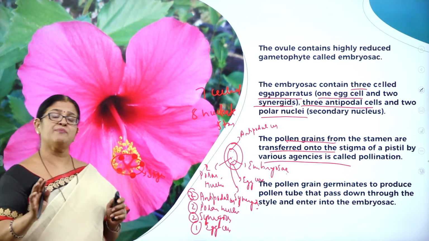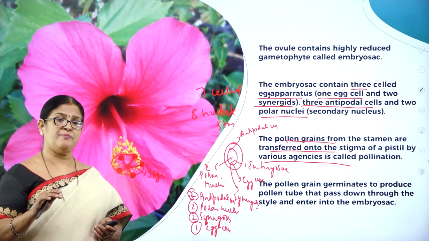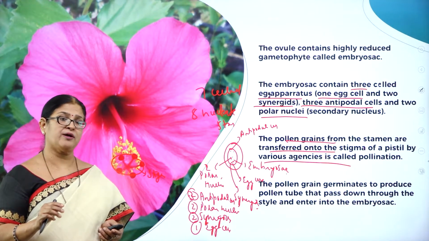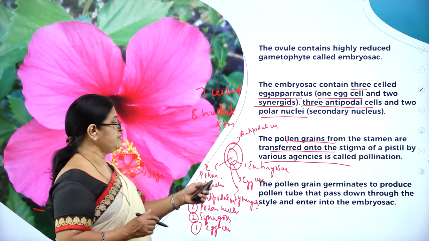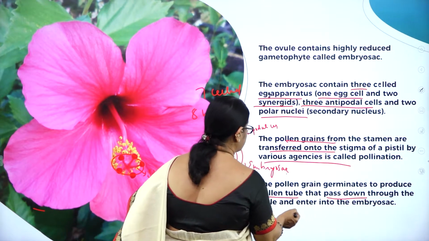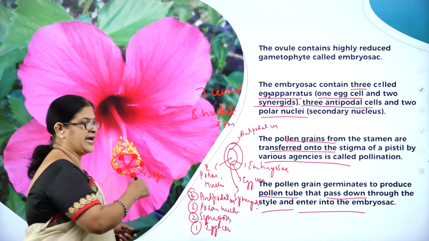So the stigma is like a landing surface for the pollen grains to fall on, but the pollen may germinate or may not germinate depending upon the stigma receptivity. Then the pollen grain germinates to produce what? A pollen tube that passes down through the style and enters into the embryo sac. I'll show you in the diagram, right?